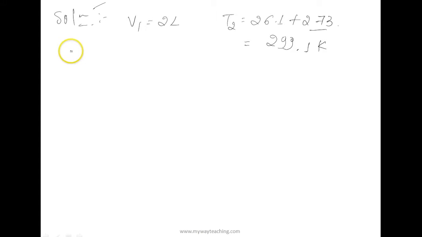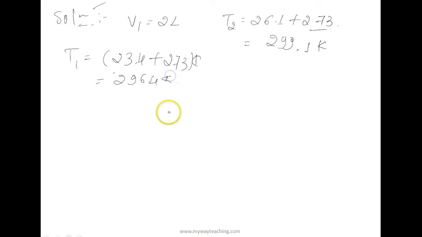This is the solution. Here V1 is equal to 2 liters, given, and T2 is equal to 26.1 plus 273, since they have given 26.1 degrees Celsius. To convert Celsius into Kelvin, you have to add 273, so we get 299.1 Kelvin. T1 is equal to 23.4 plus 273, which is 296.4 Kelvin.